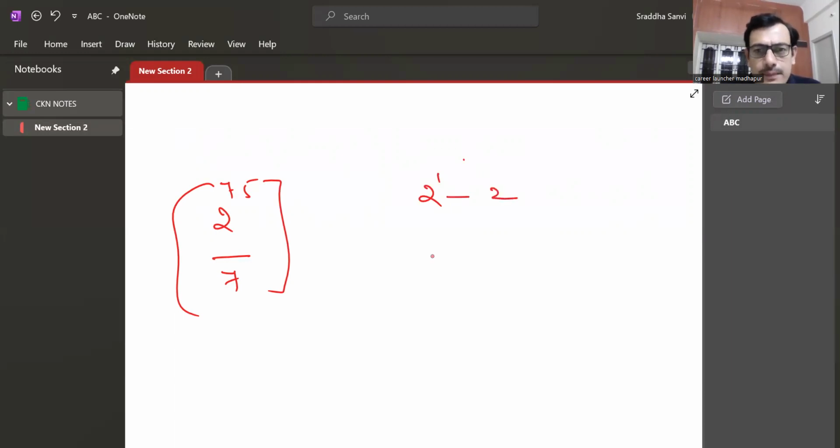The remainder is 2 only. 2 squared, 4, divided by 7, the remainder is 4 only. 2 cubed, 8, divided by 7, the remainder is 1 only.